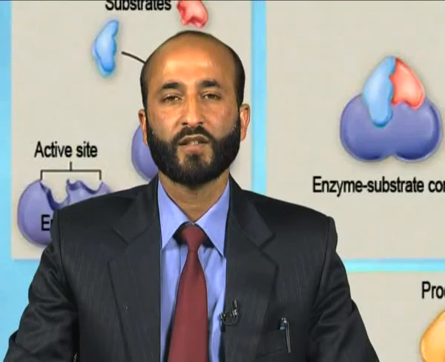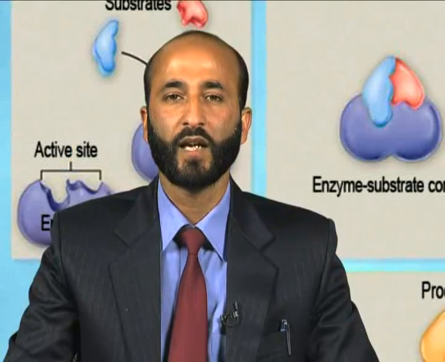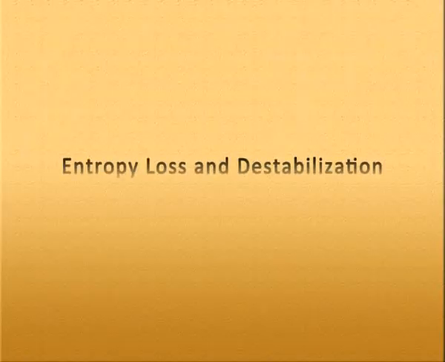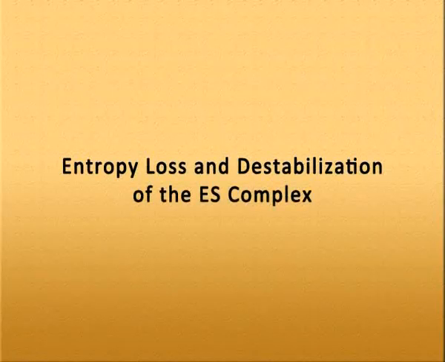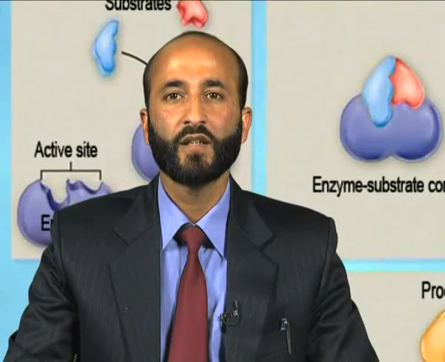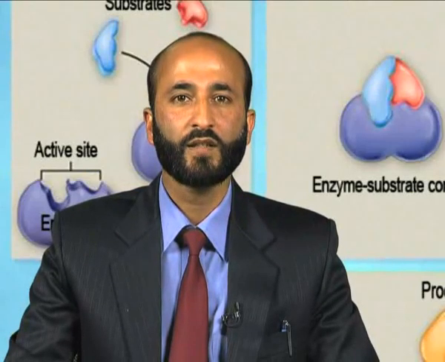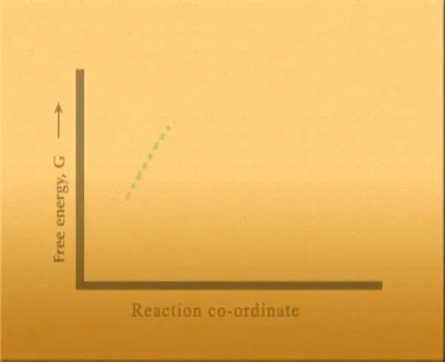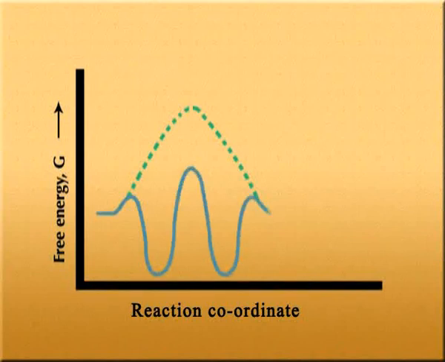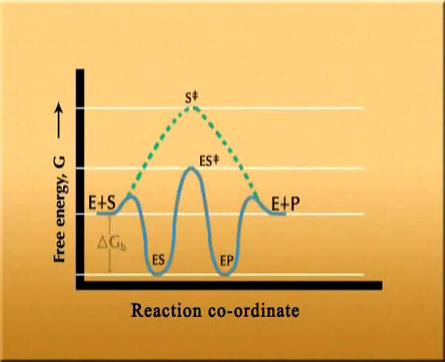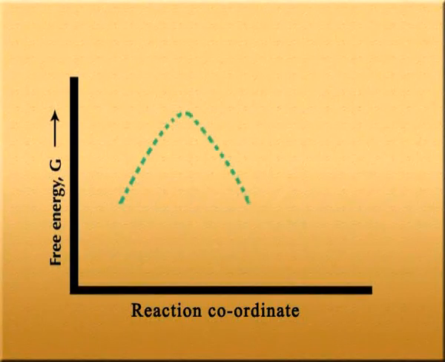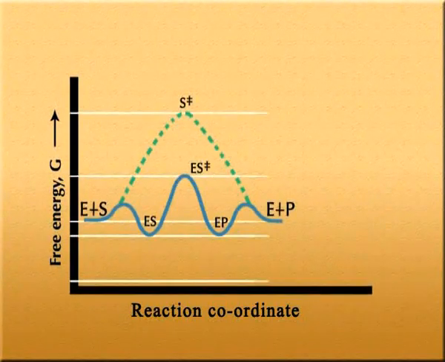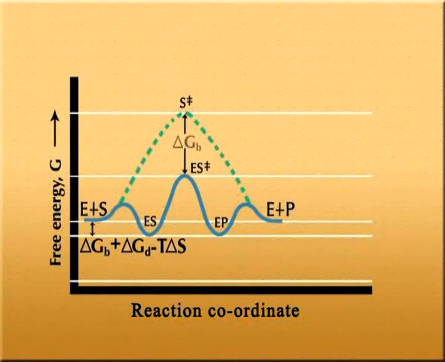Now, let us study the second mechanism based on binding energy, that is, entropy loss and destabilization of ES complex. The binding energy stabilizes both the ES complex as well as the transition state, but to different extents. If the ES complex and the transition state for the reaction are stabilized to equal extents, catalysis does not occur. However, catalysis will occur if the transition state is stabilized to a greater extent than the ES complex.